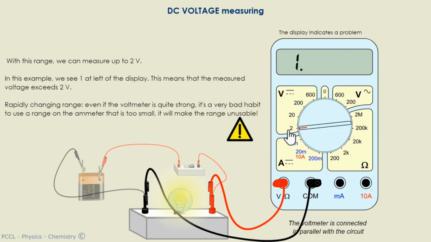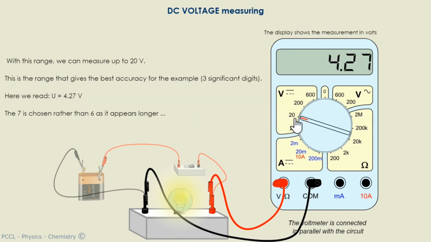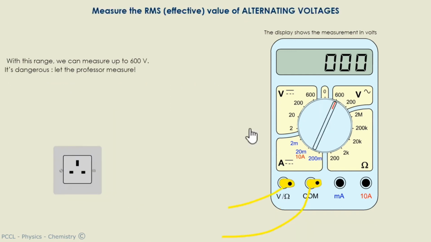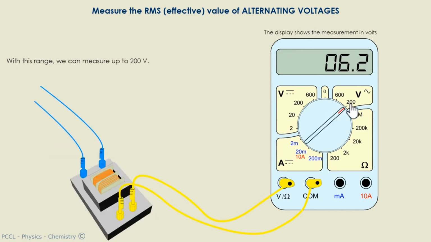There, we can do it because we are in the virtual world. So what happens if I go there? Well, the screen tells me there is an error. So I must not stay in this position. We can measure alternating voltages, such as the mains voltage for example, or the voltage across a transformer like here.